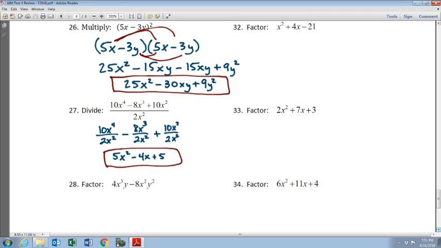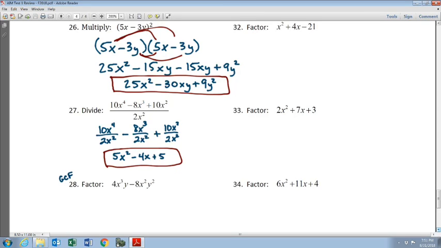All right, let's move on to number 28. So certainly, we talked about when you have to factor, the first thing you should always check for is, do you have a common factor? And in fact, we do have a greatest common factor here. 4 and 8. Let's see, the largest number you can divide both of those by would be 4.